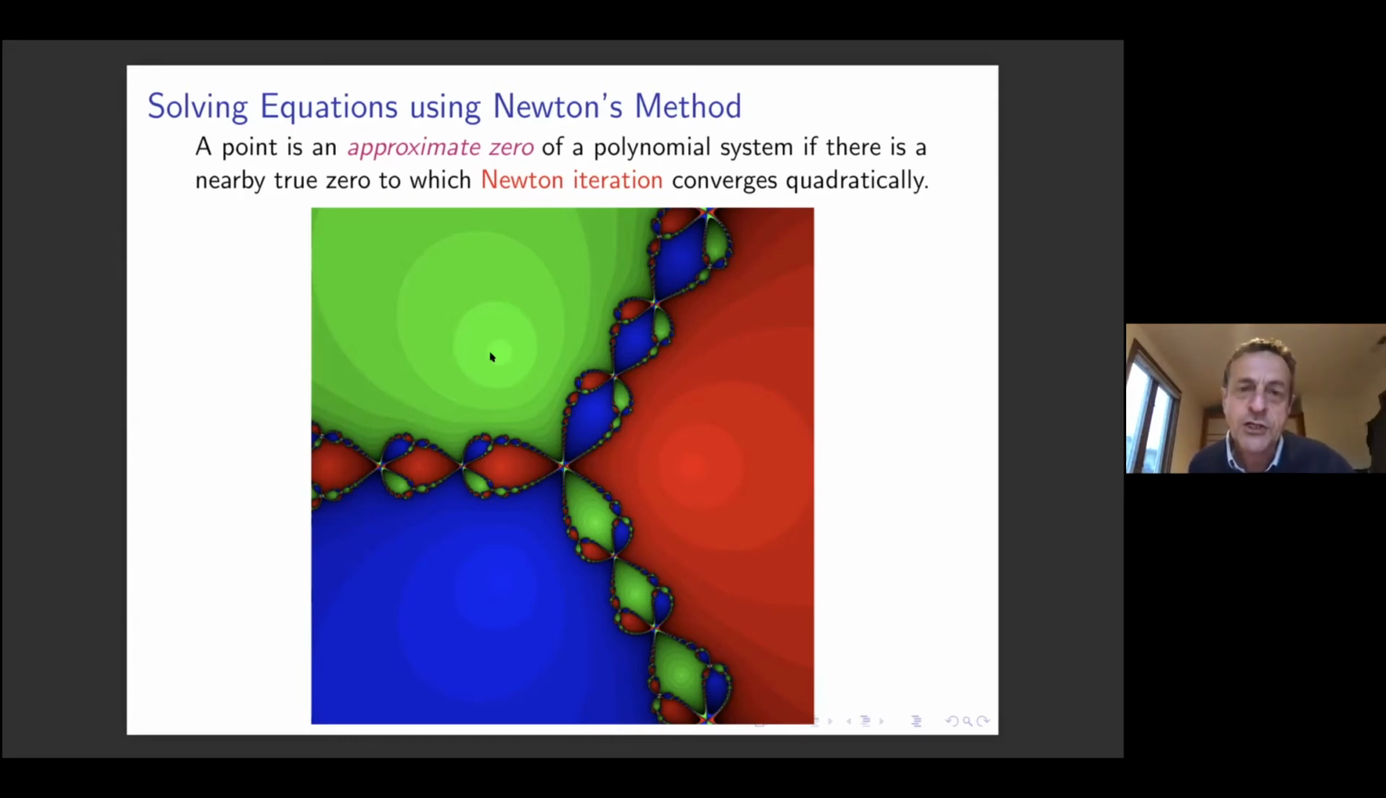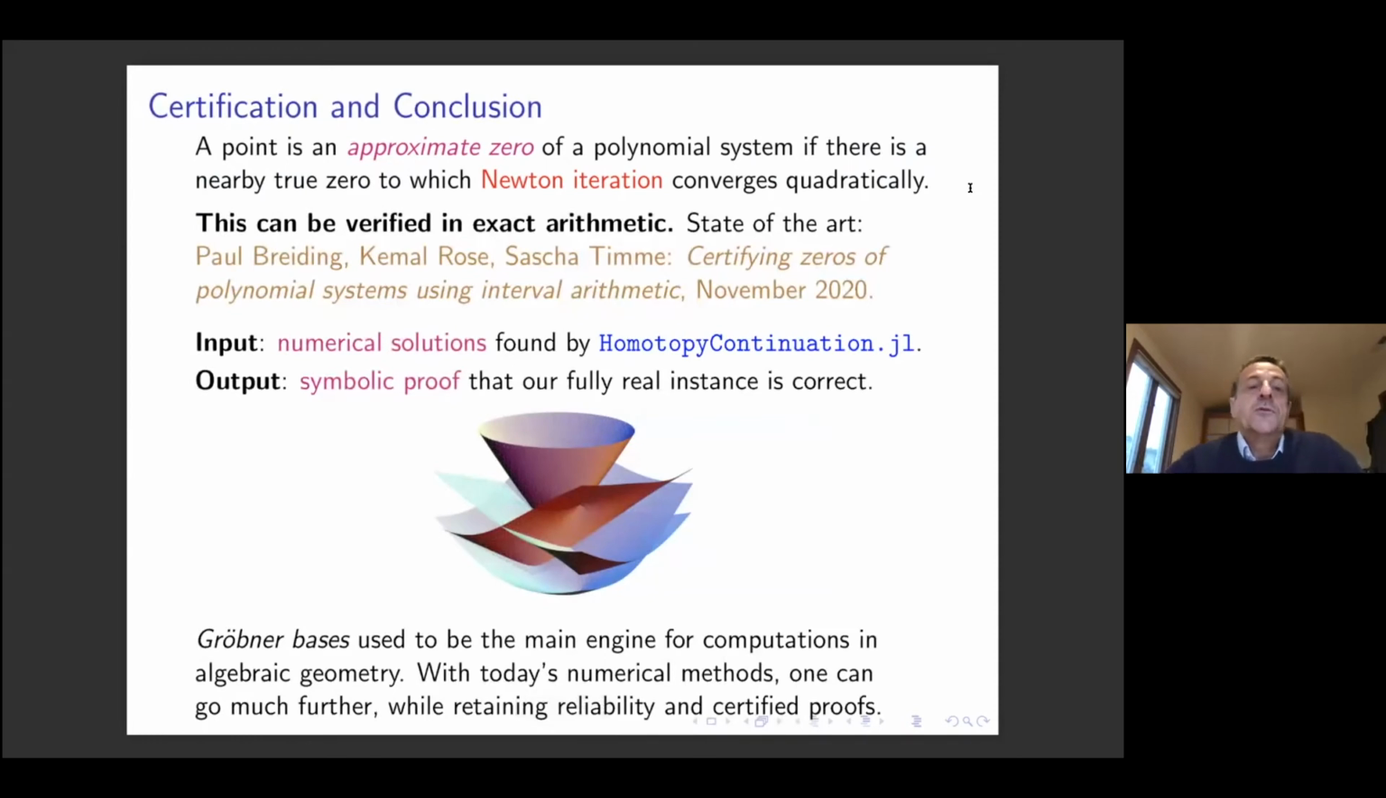So a point with rational coordinates is an approximate zero if it satisfies this condition: Newton iteration converges quadratically from this point on. Now, this sounds like an impossible condition to check, but it's actually checkable, and this leads to methods for certification. So again, we have a system of n equations in n variables, or in our application, five equations and five variables. Then a point with rational coordinates is an approximate zero if there's a nearby zero to which Newton iteration converges quadratically. Now, it turns out that this condition can be verified in exact rational arithmetic.